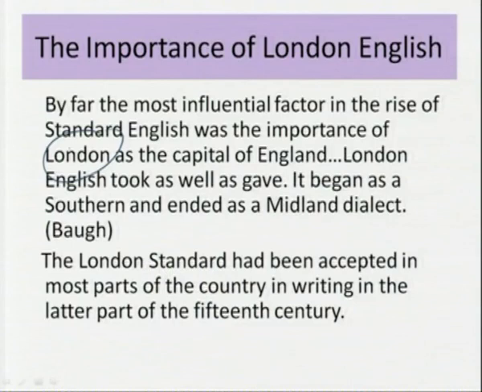London English took as well as gave. It began as a southern and ended as a Midland dialect. The London standard had been accepted in most parts of the country in writing in the latter part of the 15th century. So, this is again another important phenomenon in the Middle English period of the English language.